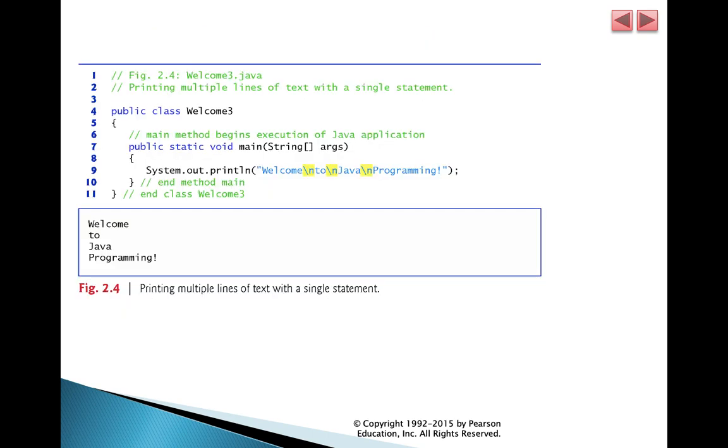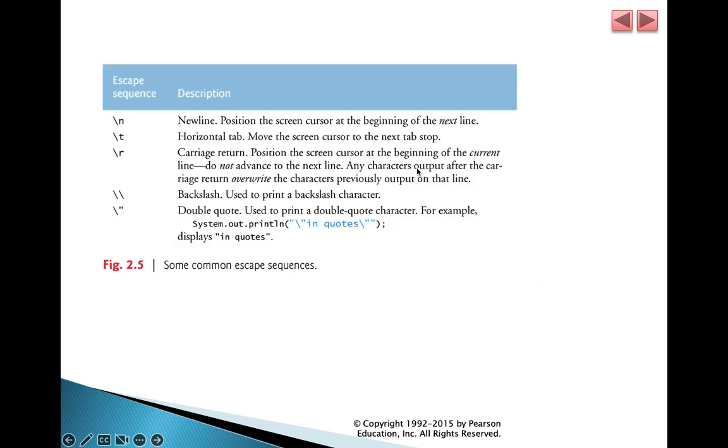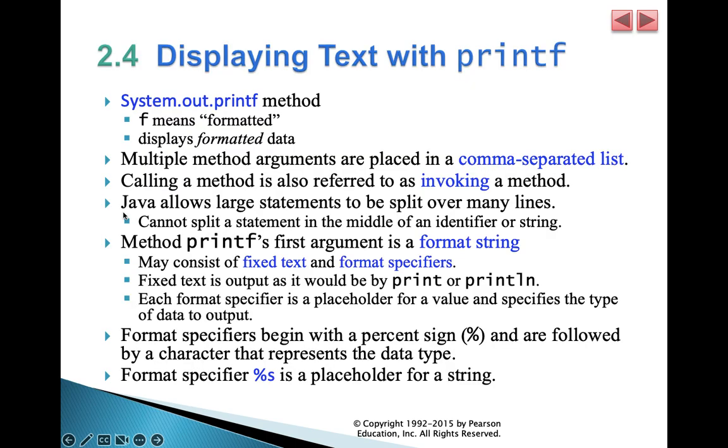Sometimes we can also use \n. In this case, you write welcome \n, which means go to a new line, so Java goes to a new line, and then programming. We can use \t for tab. \r is carriage return, if you want to go back to the beginning, usually we don't use this. If you want to print a backslash, you write it 2 times. If you want to print a quotation mark, you write a backslash and then the quotation mark, something like this.